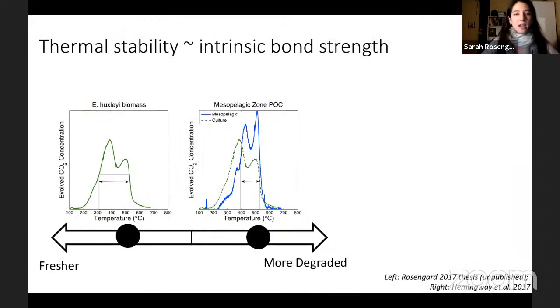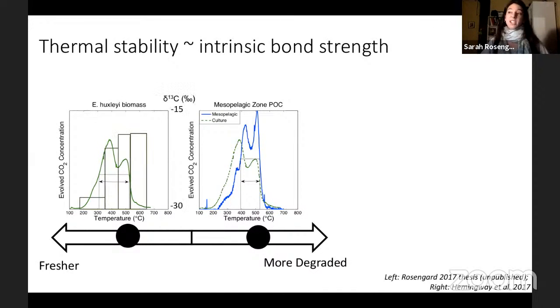So here are some examples of data that come from the ramped oxidation analysis. These are called thermograms. They're graphs of evolved carbon dioxide concentration against temperature on the x-axis. And first on the left here is a thermogram you would get from culturing coccolithophores. And these are non-calcifying, so we don't have to worry about calcium carbonate in this thermogram. So that's very fresh organic matter from a culture. And then in the middle here on the right is a comparison to mesopelagic zone particulate organic carbon from about 80 meters in the water column in the Southern Ocean. And so you see the difference there between those two thermograms.